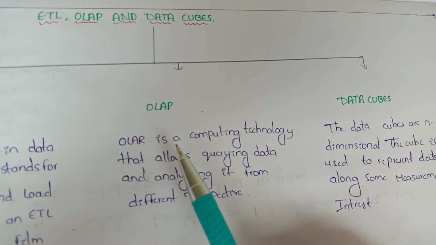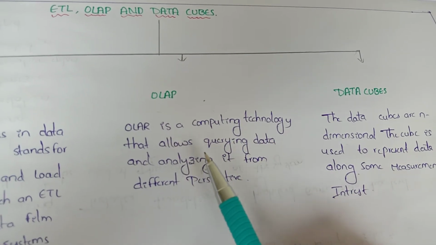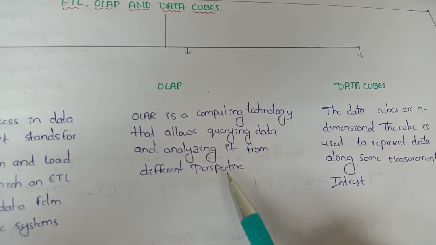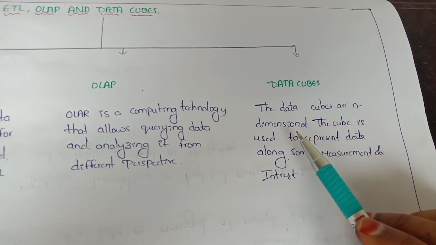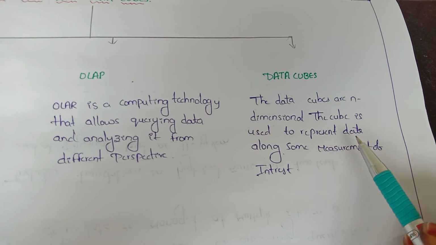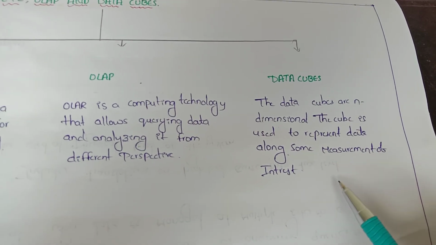This is OLAP. OLAP is a computer technology that allows querying data and analyzing it from different perspectives. And these are data cubes and dimensions. The cube is used to represent data along some measures of interest.